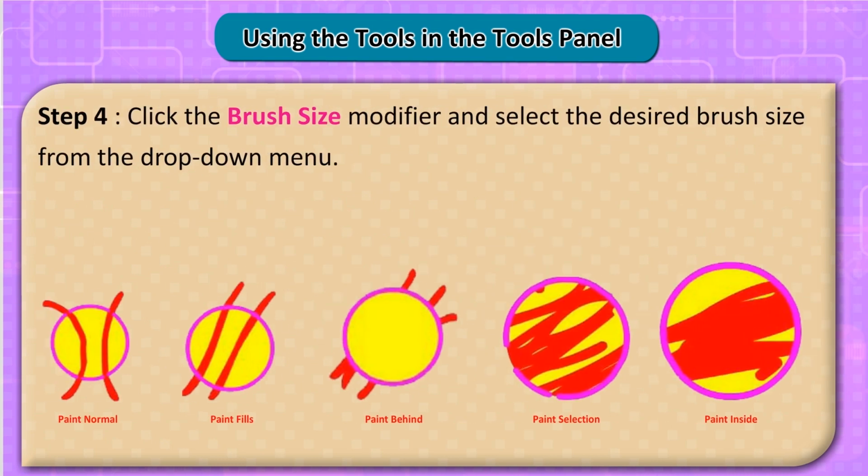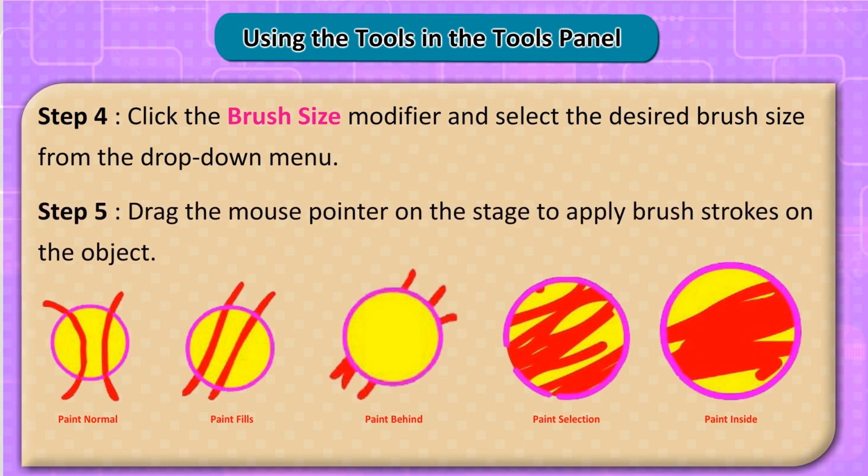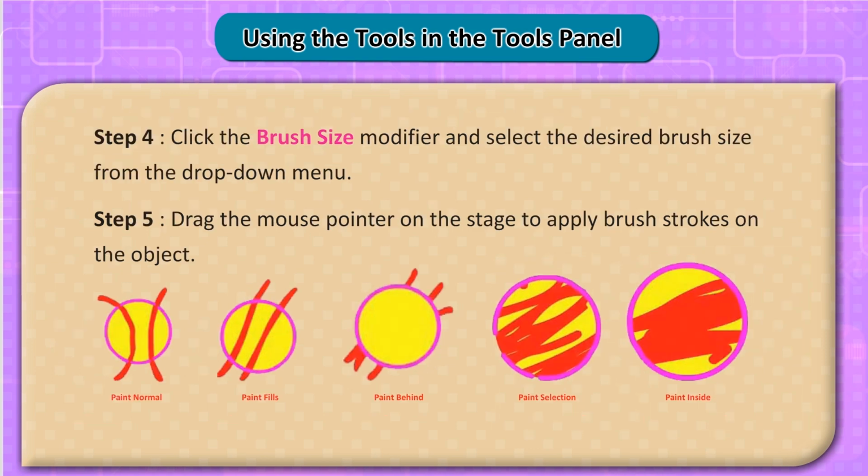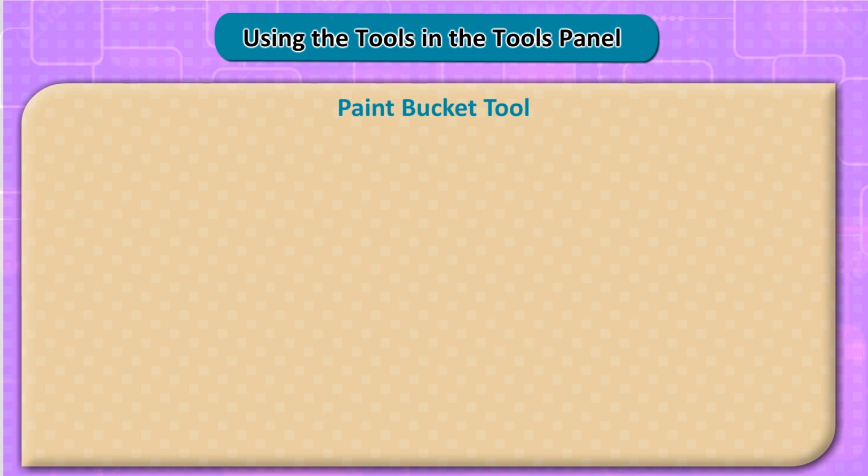Step 4. Click the Brush Size modifier and select the desired brush size from the drop-down menu. Step 5. Drag the mouse pointer on the stage to apply brush strokes on the object. Paint Normal. Paint Fills. Paint Behind. Paint Selection. Paint Inside.